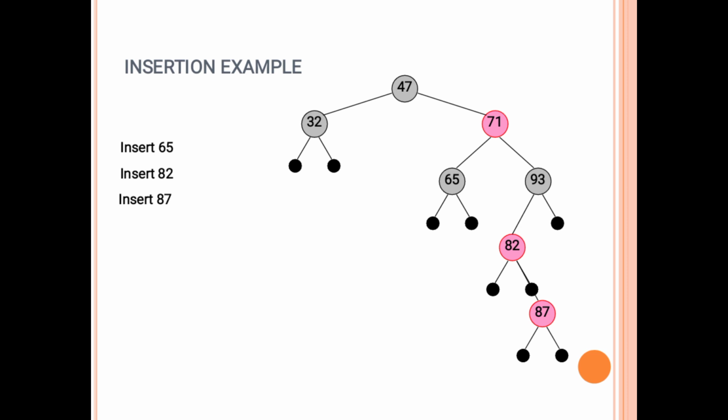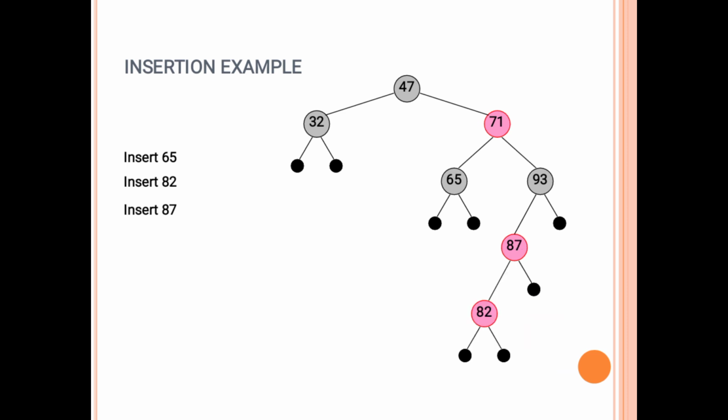We check the parent of 87. Here the parent of 87 is red. Then we check the color of the parent's sibling. Here the sibling is not there, so we do the recoloring and rotations. We do the left rotation of 87. So 87 is the parent and it is on the left side, and 82 comes up.